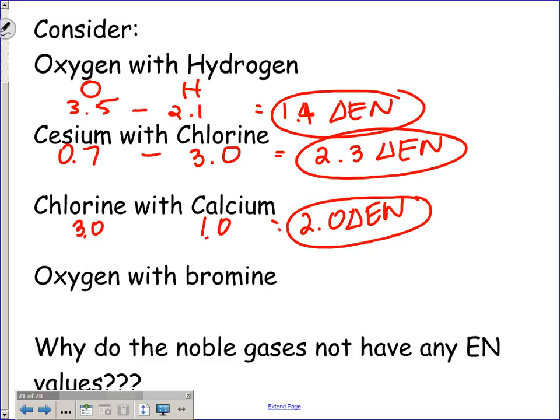How do you know? Because it's between 0.4 and 1.69, right? So that is polar covalent. So you know that you're talking about the bond. We're going to talk about polar molecules tomorrow. So polar covalent. So how does that look?